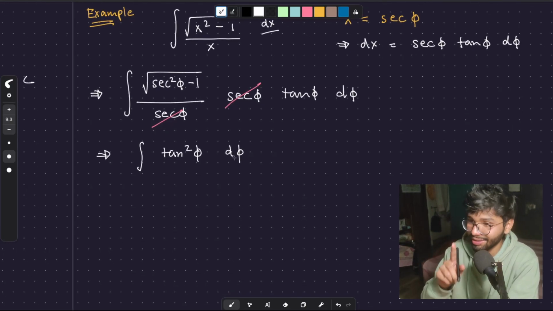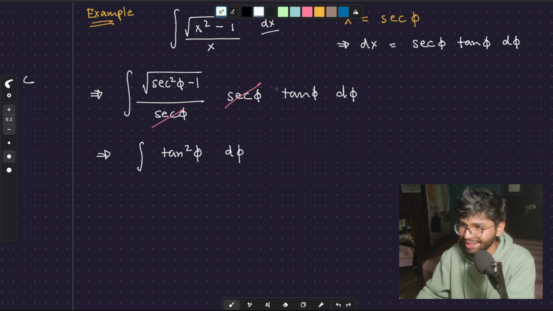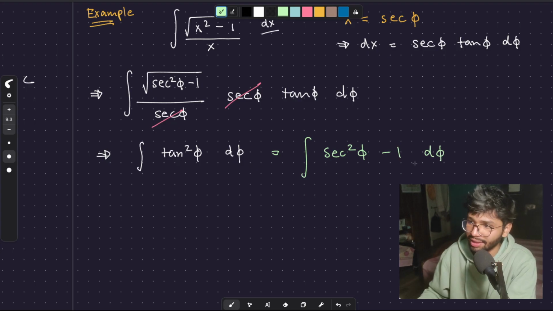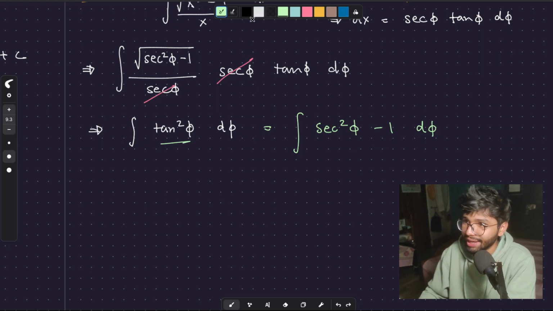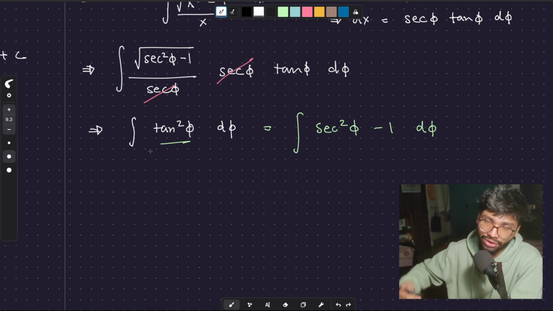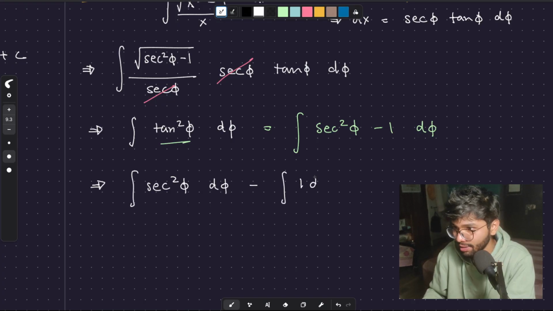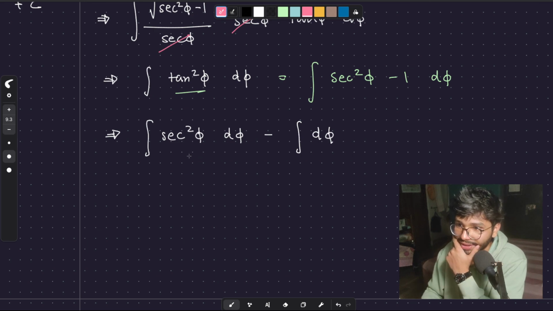But we're not done yet. We are not done yet because we can simplify this even further. Why? Because guys, see this. This is secant squared phi minus 1 d phi. This tangent squared equates to this because of the identity, so we can do more things. All right. We can separate this out. Secant squared phi d phi minus 1 d phi, which is just d phi, because you don't need to write 1 d phi. And we can find the antiderivative.